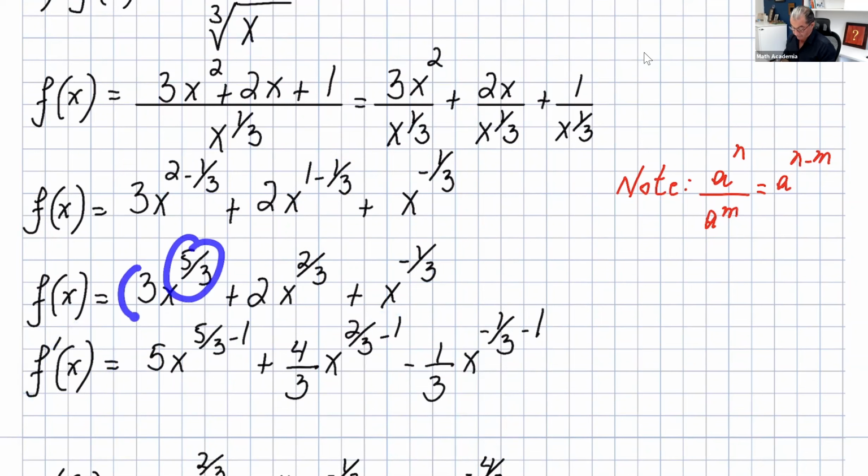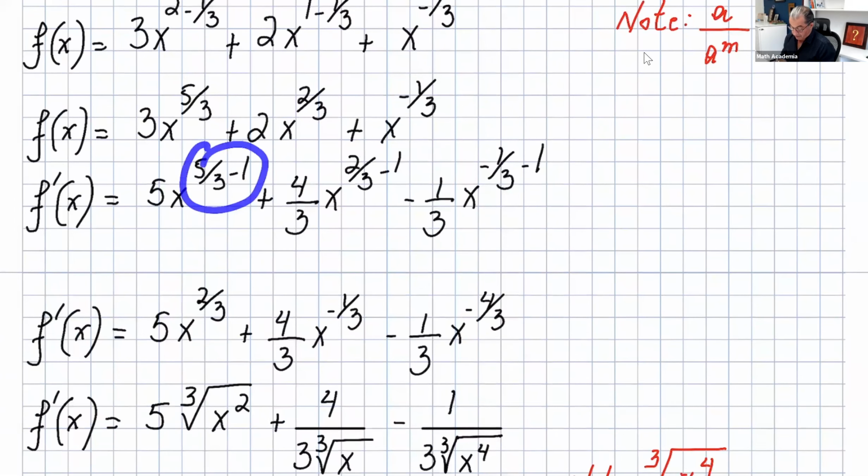Now that you have made it ready for taking the derivative, write f prime of x equals 5 over 3 times 3 is just 5, x to the power of 5 over 3 minus 1. 2 over 3 times 2 is 4 over 3, x to the power of 2 over 3 minus 1. And this one is negative 1 over 3 times x to the power of negative 1 over 3 minus 1.